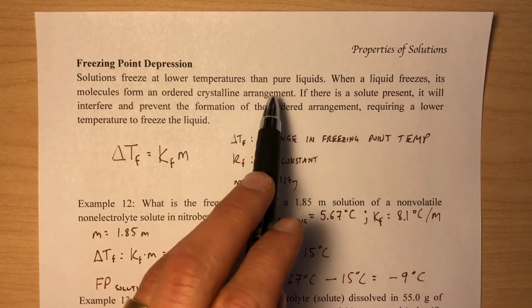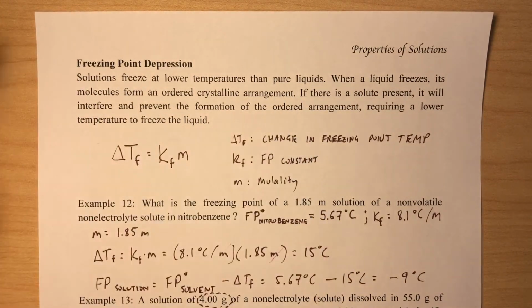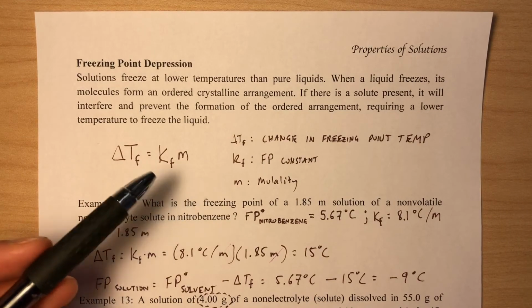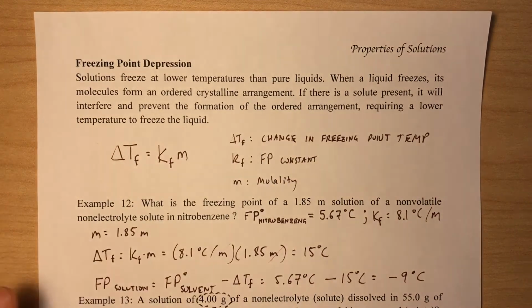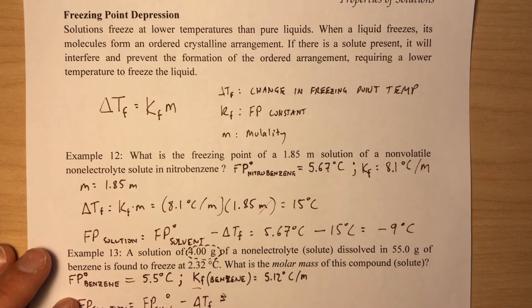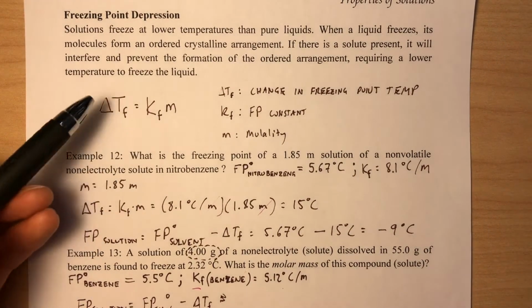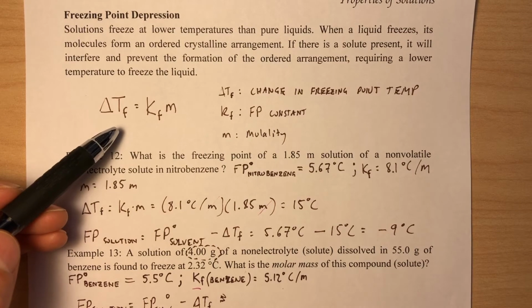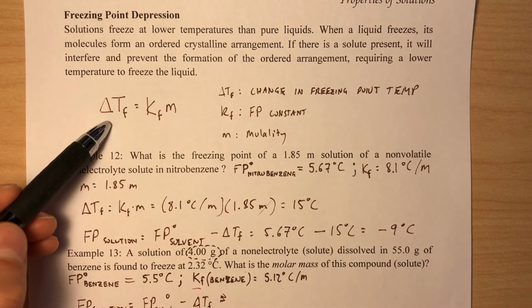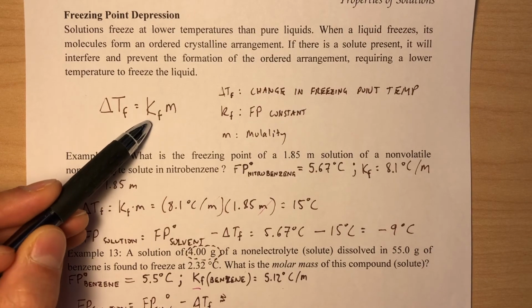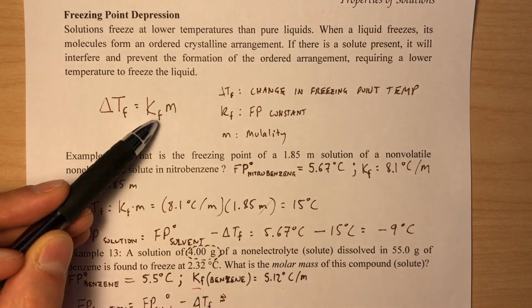Solutions freeze at lower temperatures than their pure liquids, and this is because of the solute getting in the way of the ordered crystalline arrangement from forming. So we have a similar equation to boiling point elevation, and this is simply describing how the freezing point changes as you increase the molality. So delta T sub F, which is our change in freezing point temperature, is equal to our freezing point constant times molality.